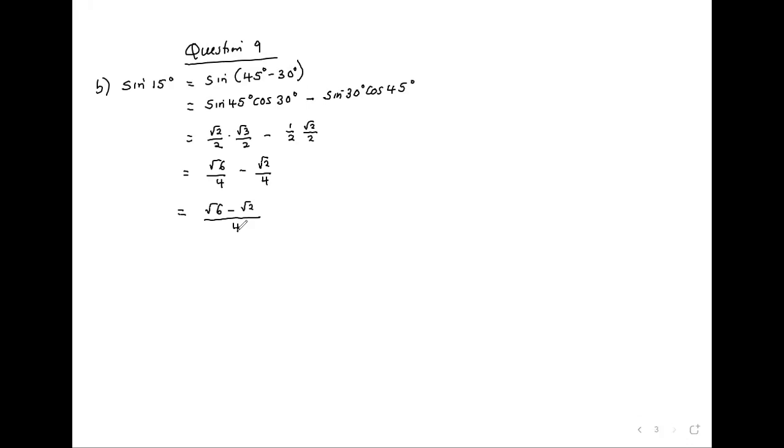So you can't find the difference between root 6 and root 2. You can't, unless you know the actual value of root 6, or unless you're able to write root 6 in terms of root 2. But if you try, that would be root 3 times root 2. So they do not change.